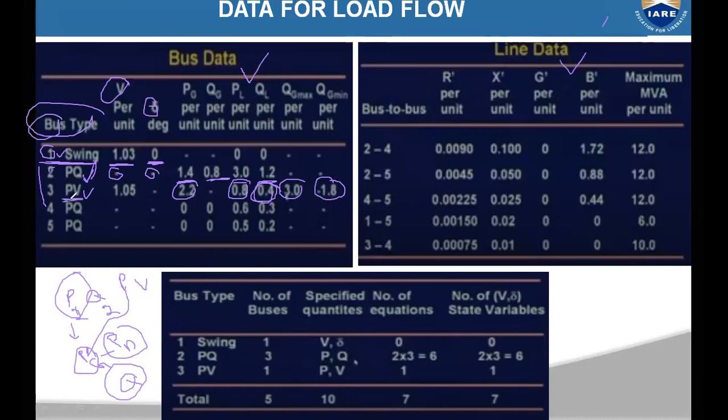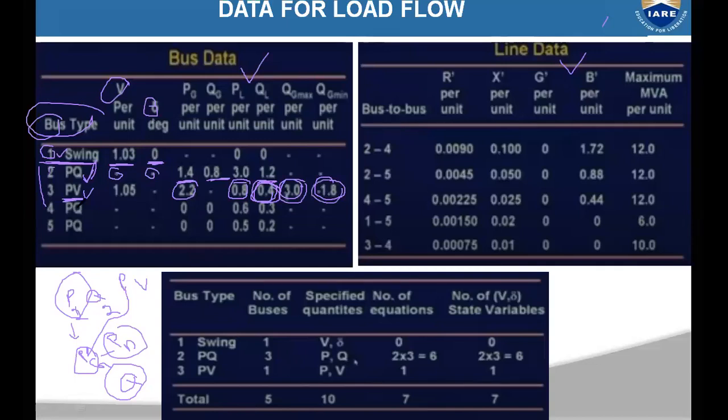At the PV bus, if shunt capacitors are connected to improve the reactive power, they will supply the reactive power. That means QL they will supply. What is the amount of QL supplied by those shunt capacitors, and what is the minimum rating and maximum rating for those? Those data will be specified.